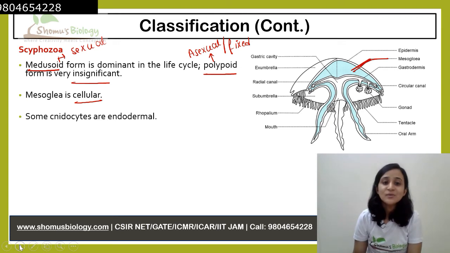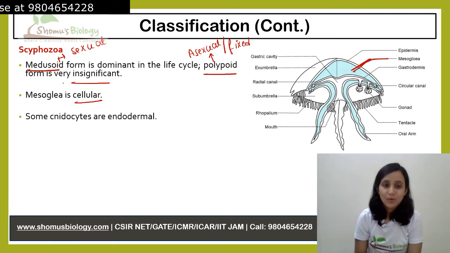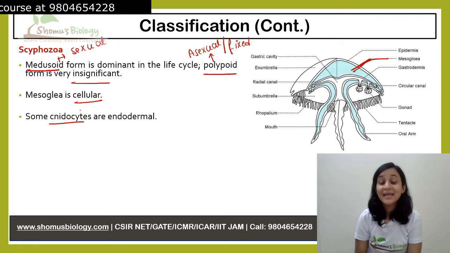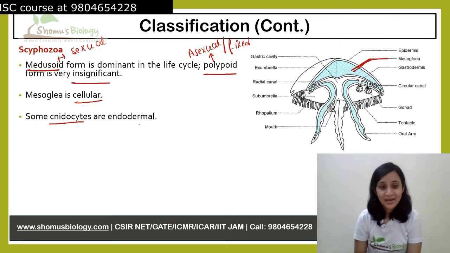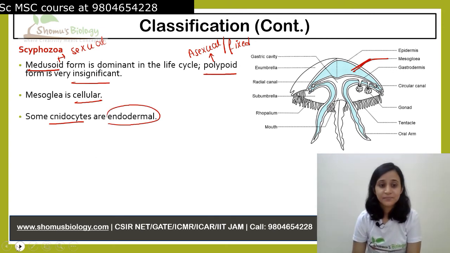And some nidocytes are endodermal. So in the last slide we have talked about nidocytes, and in that case we found that nidocytes are ectodermal in origin, but here some nidocytes are also endodermal in origin.